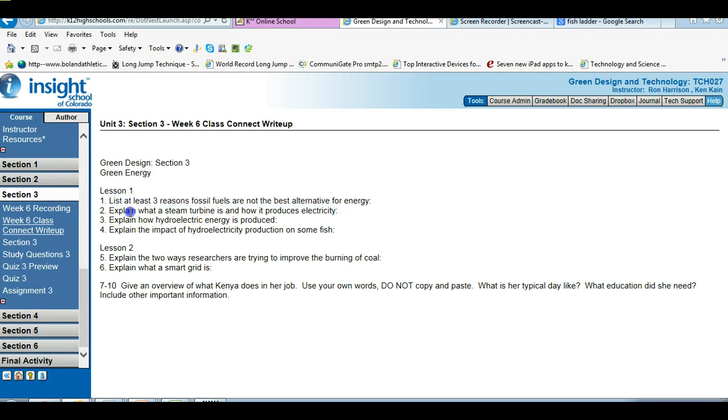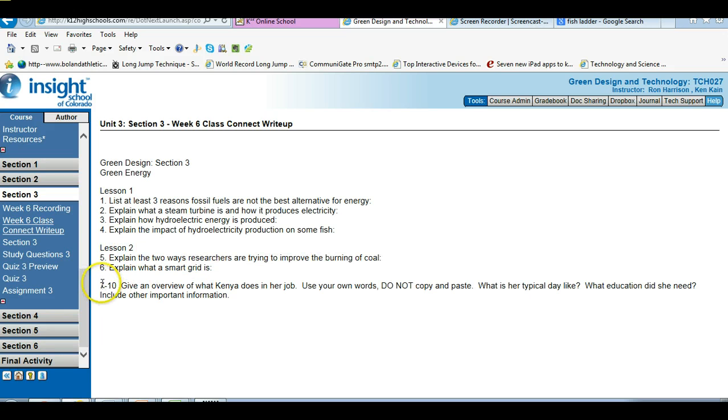So, list 3 reasons fossil fuels are not the best alternative. We explained those. Explain what a steam turbine is and how it produces electricity. We talked about that. Hydroelectric, how is it produced? And back to hydroelectric on some fish. So we talked about those. In lesson 2, as you go through that, you're going to look at some coal. Explain the 2 ways researchers are trying to improve the burning of coal. Explain what a smart grid is. So find those 2 answers as you go through lesson 2.